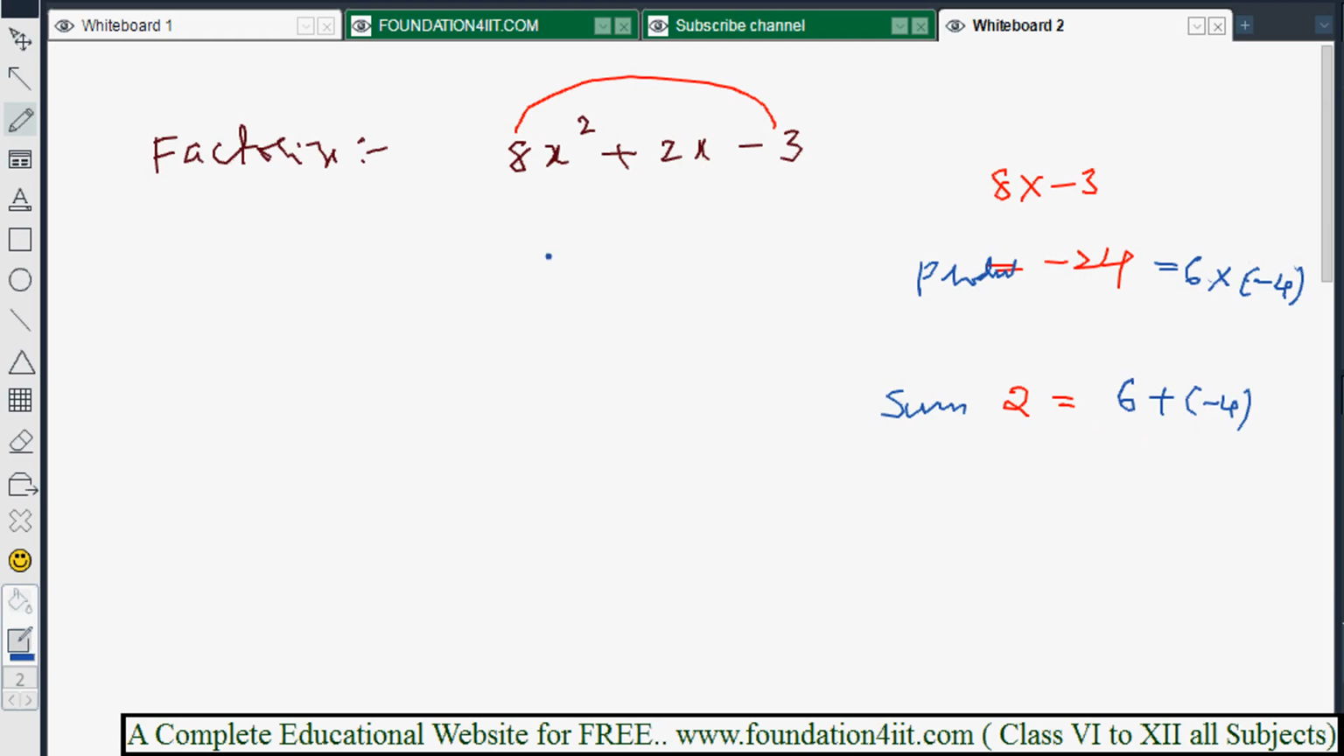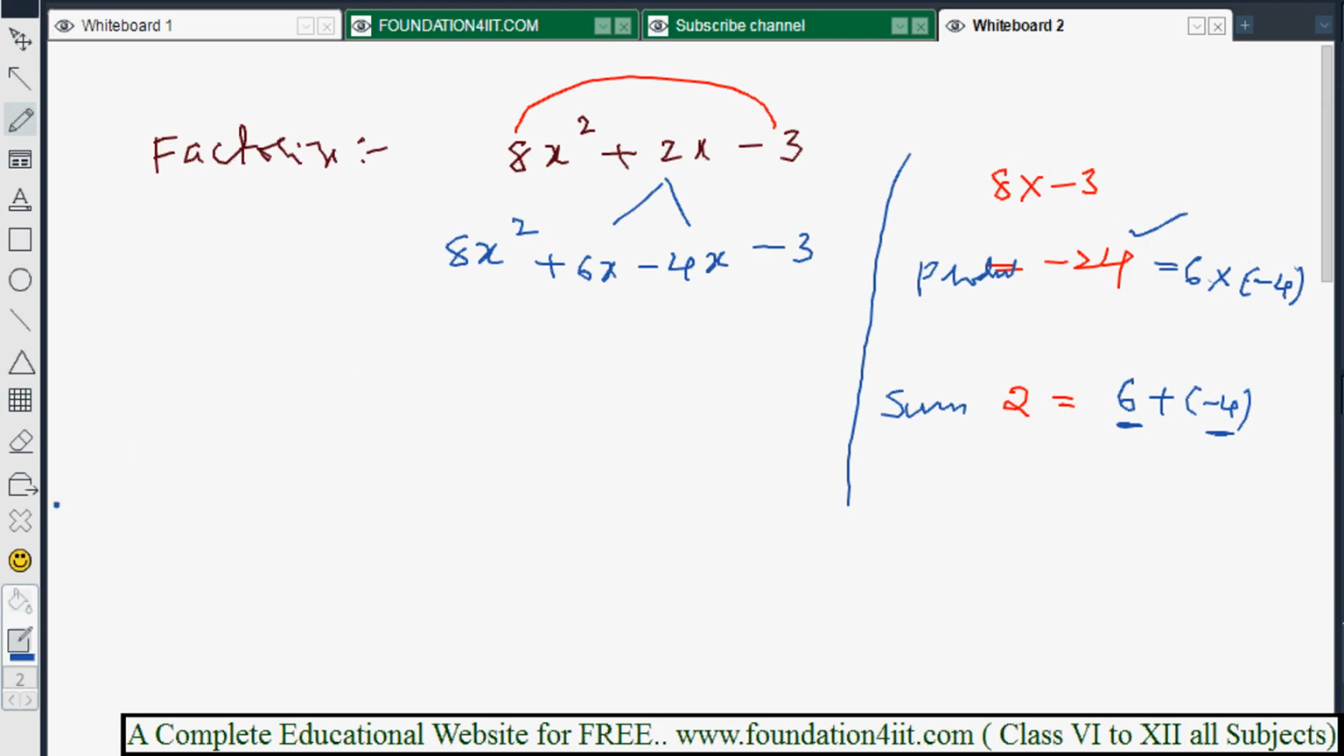That's it. Now 8x square and minus 3 stay as they are. The middle 2x I need to write in two parts. 2x is the same as 6 plus minus 4, so 6x minus 4x. 6 minus 4 x is 2x, and 6 into minus 4 is minus 24.